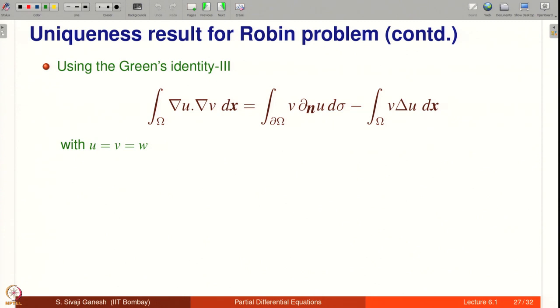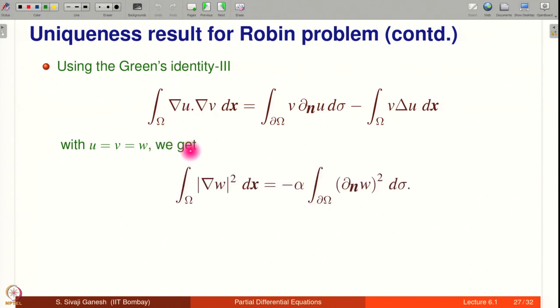So, using the Green's identity 3, we are going to use this with u equal to v equal to w. So, left hand side will be integral over omega grad w dot grad w, that is mod grad w square. Right hand side, Laplacian w is 0. So, this term is not there. So, what we have is this term, that is w into dou n w d sigma. Using the boundary condition, we get integral over boundary of omega w dou n w equal to this quantity. Please check that.